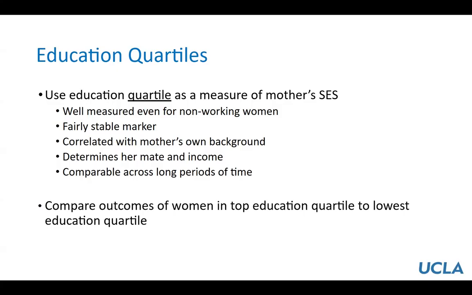We're going to use years of education, which becomes available in the 1940 census, even for non-working women. It's fairly stable over their life cycle, though there is some educational creep. It's correlated with both women's own background in terms of where they're from. It's also correlated with their spouse's characteristics, because many people meet in school, of course. And it's also comparable across longer periods of time. What I don't want to do is compare people with a middle school education or a high school education or a college education over the 20th century, because those groups have changed fundamentally over time. So instead, we're just going to look at the top quarter and the lowest quarter, and document how these outcomes have changed for both of those groups.